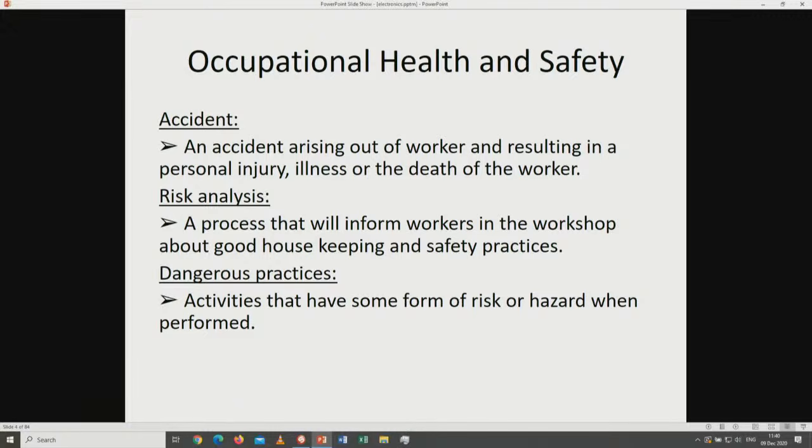Occupational health and safety. An accident. What is an accident? It is an incident arising out of work and resulting in a personal injury, illness, or death of a worker. Risk analysis. Risk analysis is a process that will inform workers in the workshop about good housekeeping and safety practice. Dangerous practice: activities that have some form of risk hazard when performed in the workshop.